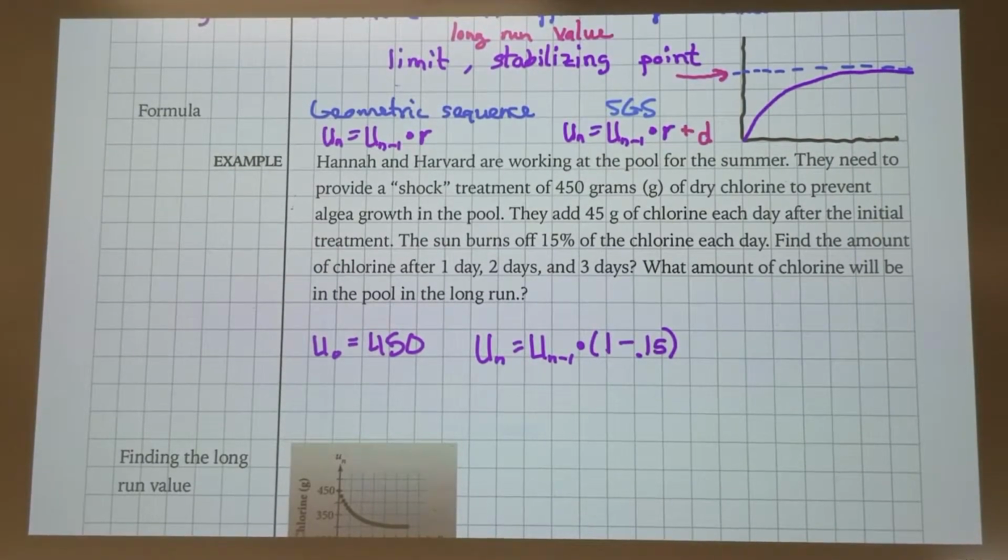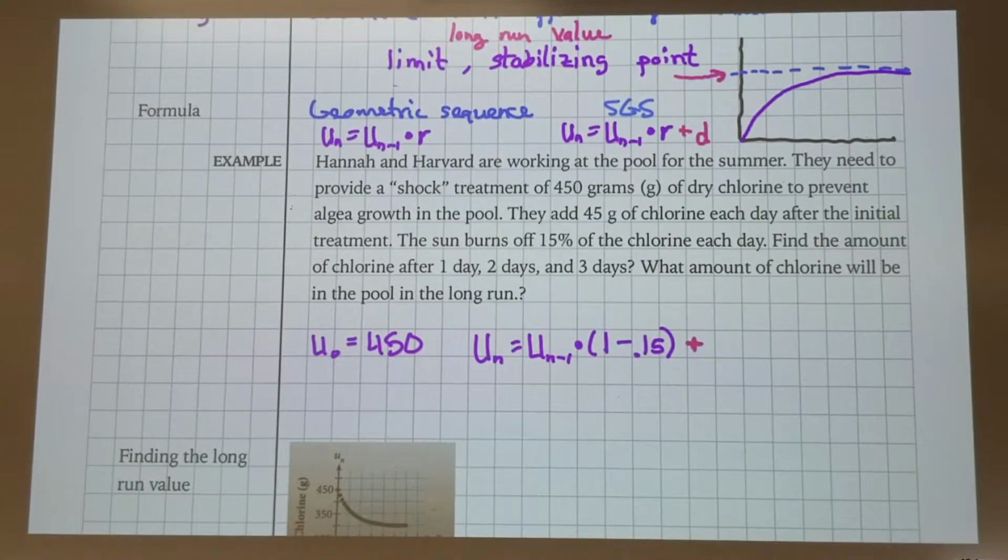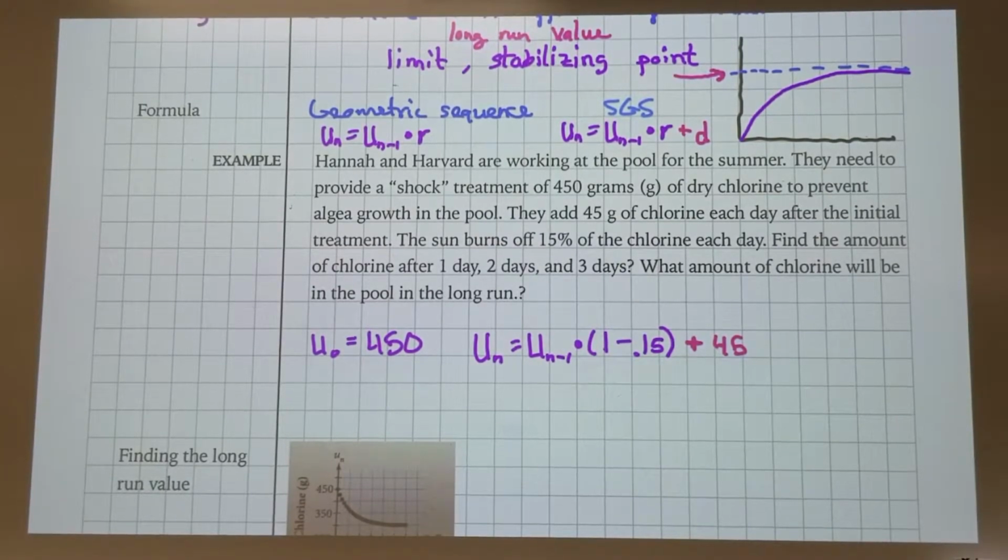And then this has got one more piece. What else is happening each day? They add 45 grams. They're not adding 10%. It is 10% of their initial, but yes, they're adding 45 every day. So this is multiplied by a ratio, but it's also adding a common difference every day. Both those things are happening.